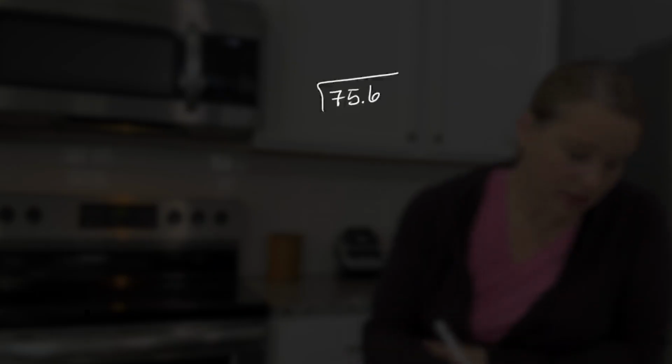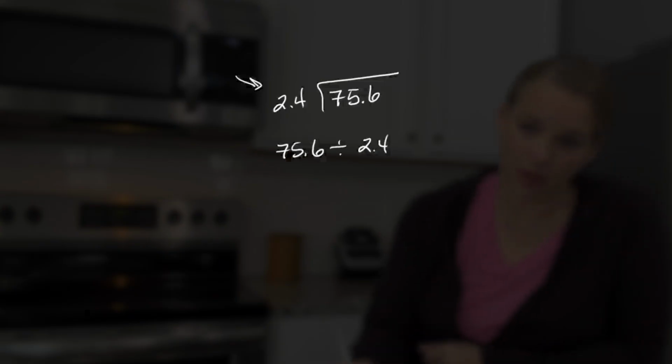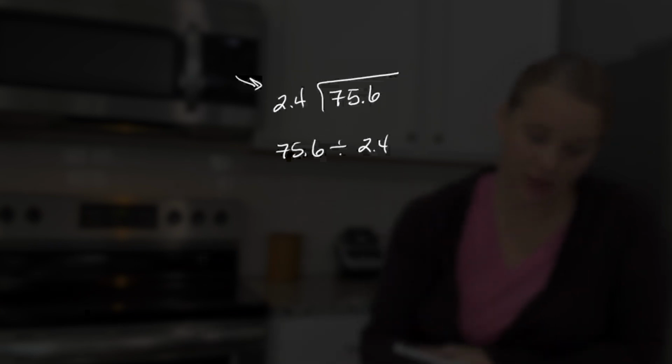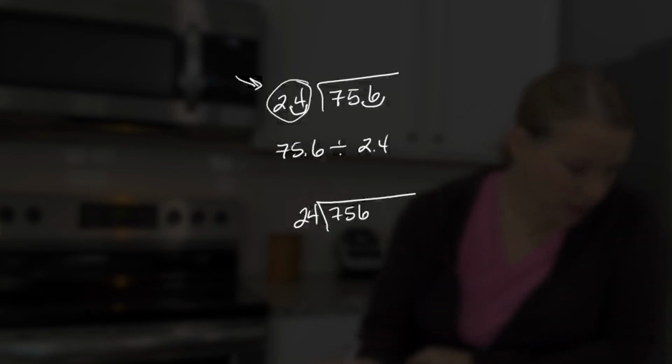Let's do a division one. If we divide 75.6 by 2.4, how do you actually write that down? 75.6 divided by 2.4. You can write it like this, but you can't divide with a decimal in the divisor. So what do you do? You move the decimal point over for the divisor and the dividend both the same number of times. So we move it over once, which means we move over the dividend once. So it'll be 24 and 756. Then we do our division.